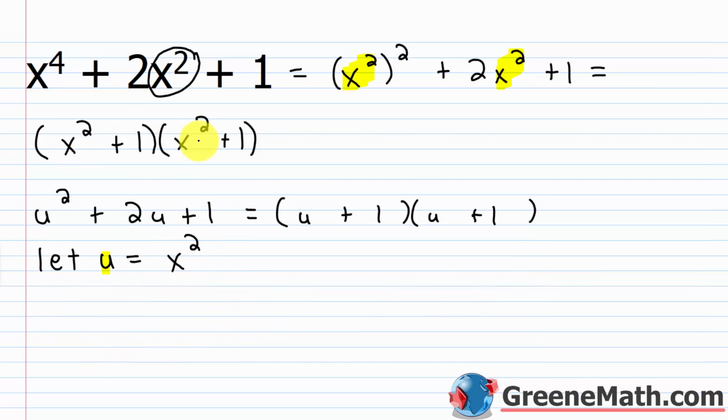X squared times x squared would be x to the 4th power, so that would give me that. The outer would be plus x squared. The inner would be plus x squared. So x squared plus x squared is 2x squared, so that's where we get that middle term. And the last, we have 1 times 1, which would give us 1. So checking this with FOIL, we see we got the correct factorization.